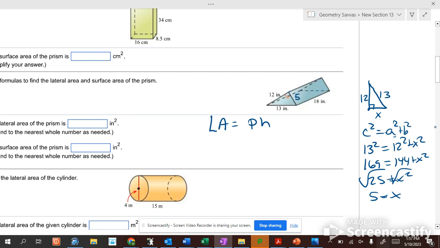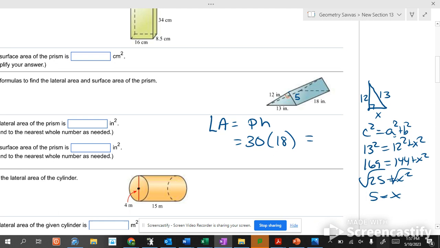So if you add 12 and 13 and 5, you get 30. That's the perimeter of the base. The height is the distance between the two bases, which is 18. 30 times 18 is 540.